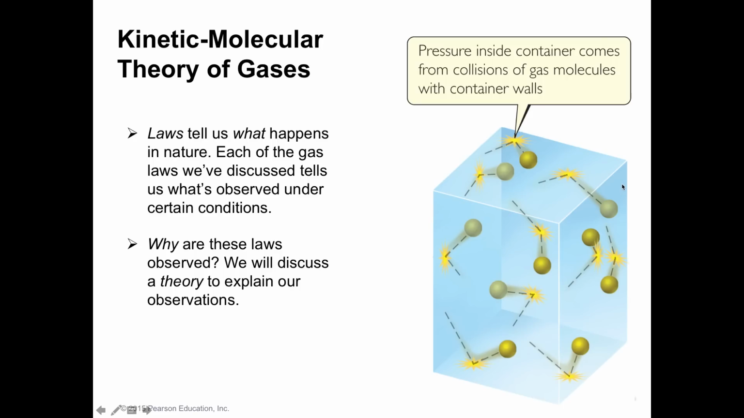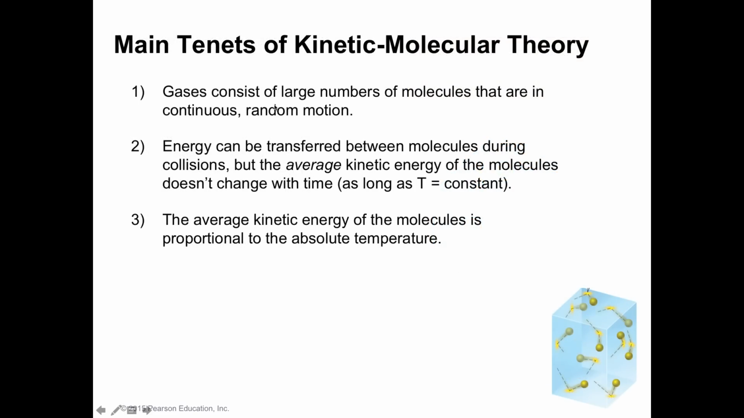Let's think about this in a little bit more detail. These are the main tenets of the kinetic molecular theory. It says that gases consist of large numbers of molecules that are in continuous random motion. As you would expect, energy can be transferred between the molecules during collisions, but the average kinetic energy is going to stay the same. It also stands to reason that the average kinetic energy of the molecules is proportional to absolute temperature.